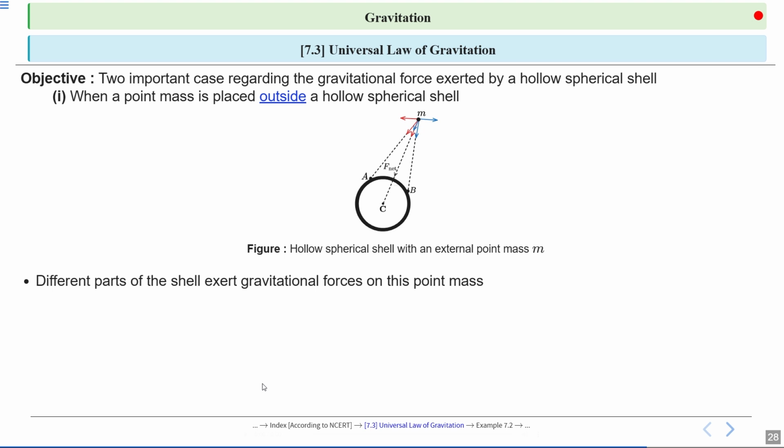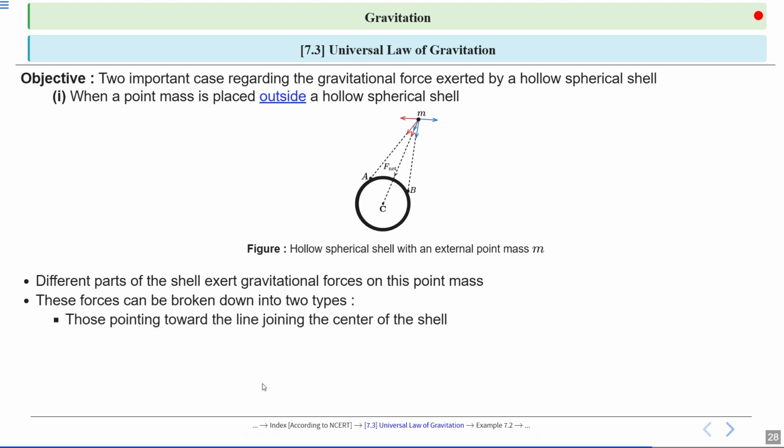So gravitational force acting on different parts of the shell. Different parts of the shell exert forces on the point mass. So we can categorize these forces into two main types. The first type includes forces that point toward the line joining the center of the shell. The second type of forces acts perpendicular to the line joining the center of the shell. These forces are interesting because they have a unique property.